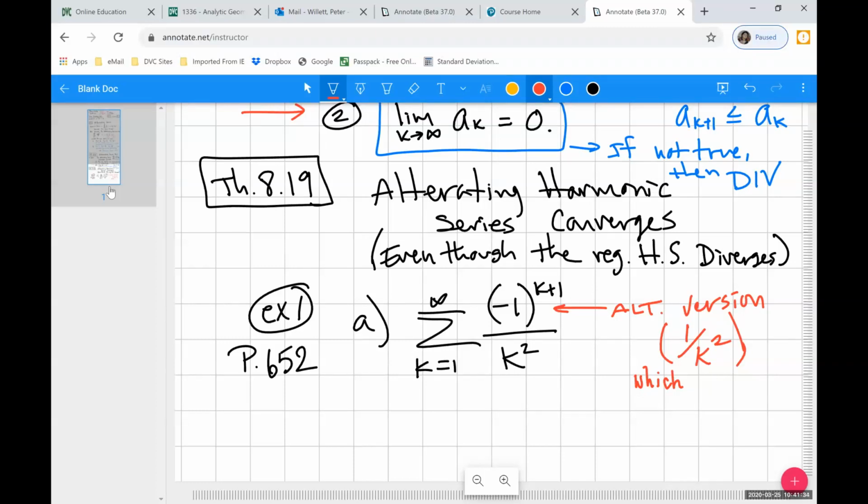Converge. It does converge, and what's the justification for that? The p-series. Perfect. So I'm going to say which converges. So here we have a series that was already convergent, and then we made it into an alternating version. So what would we think is going to happen with the alternating version of 1 over k squared?